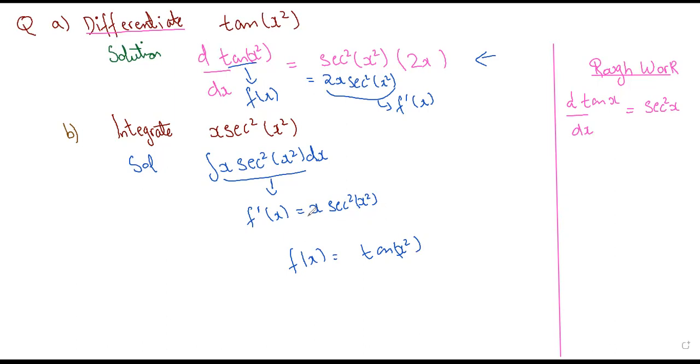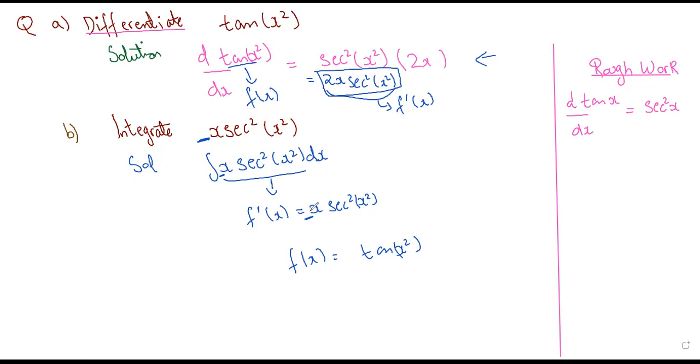So I repeat, if this is the derivative and this is the function, f of x is tan x square and its derivative is 2x secant square x square. This is part A. Here in part B, we do not have a 2 here. This derivative does not have any 2. So, if I am considering f of x as tan x square directly, the derivative of this is this.